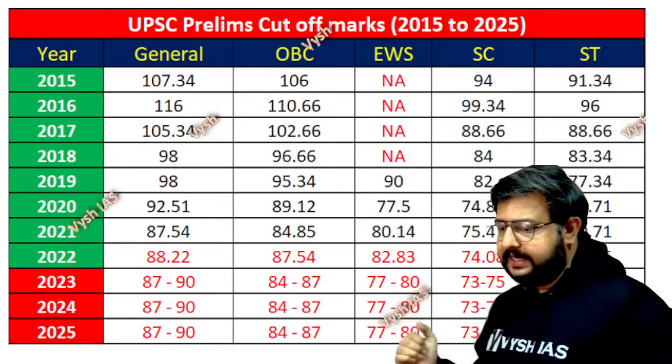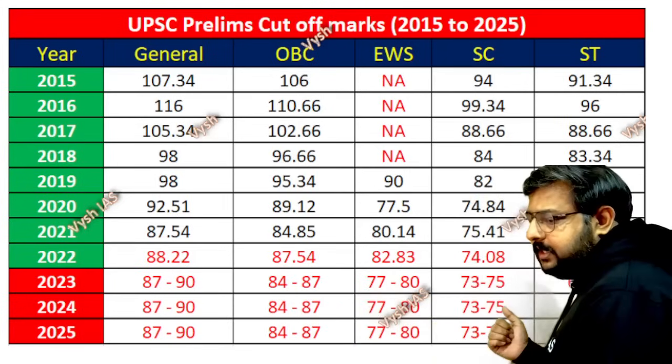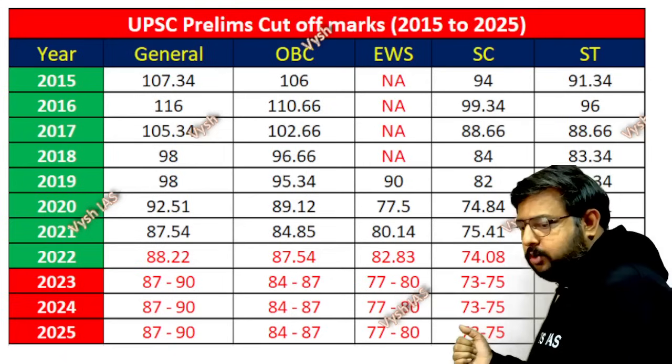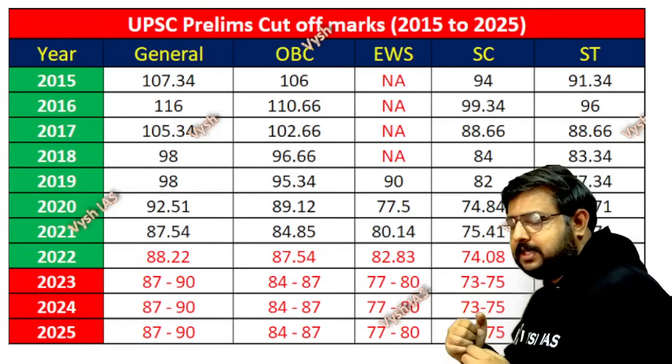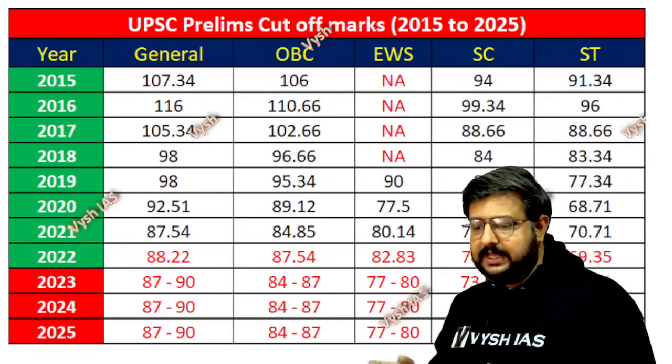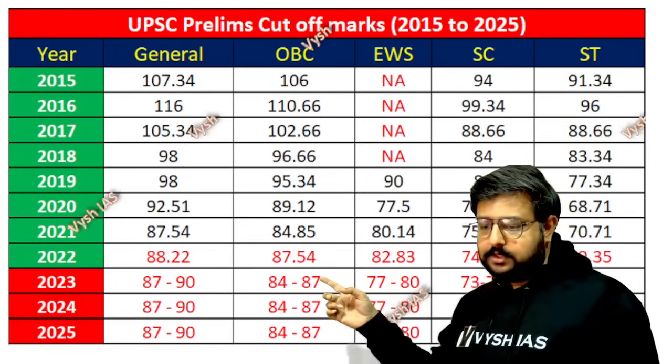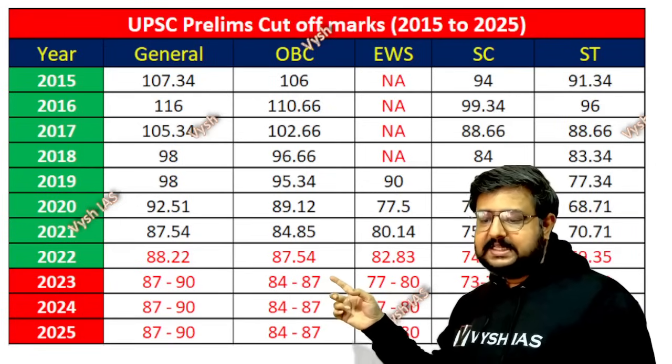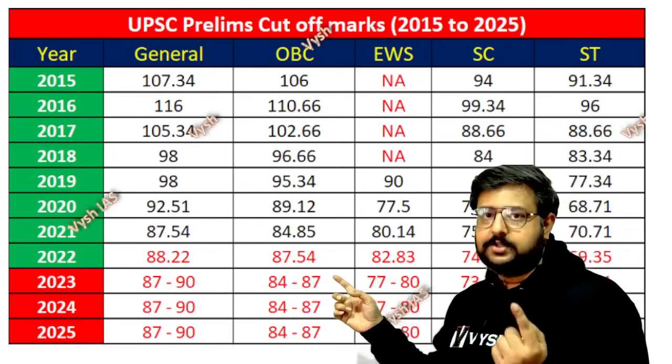Okay, then OBC, EWS, ST/SC, everything you can see. ST/SC almost remains the same throughout the years. OBC is like as if they have no reservation itself. In mains they get some advantage, but in prelims, if you see, 88.22 is the 2022 general category cutoff and 87.54 is OBC, meaning not even 1 mark difference between them.